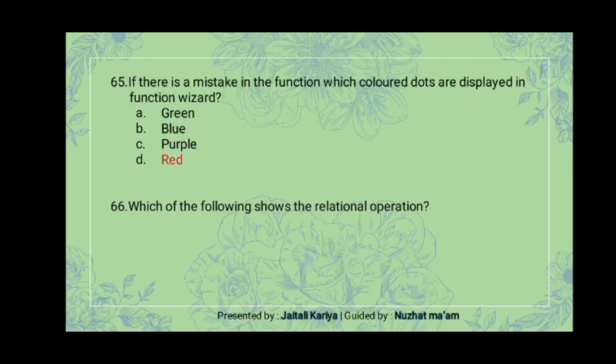66. Which of the following shows the relational operation? A, and, or, not. B, equal to, less than, or greater than. C, is, like, between. And D, all of this. And the correct answer is B, that is equal to, less than, greater than.